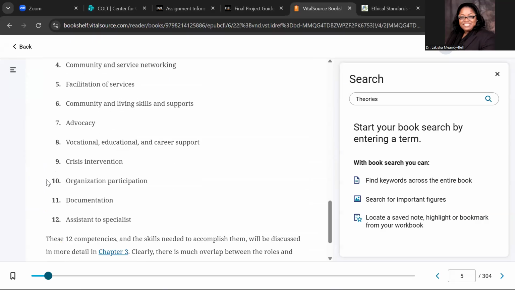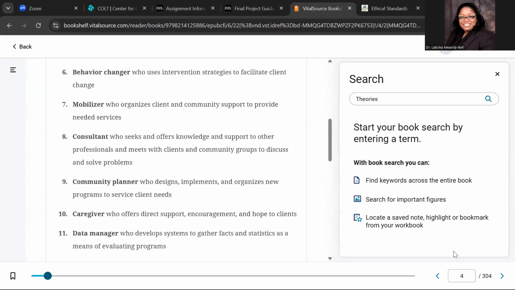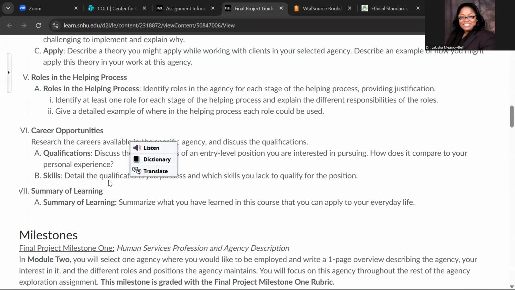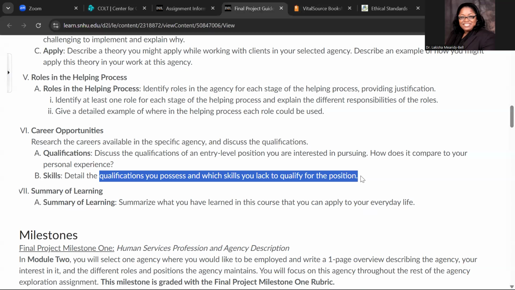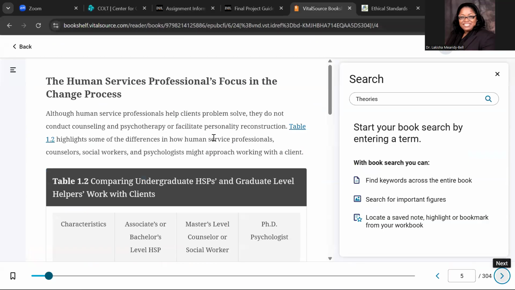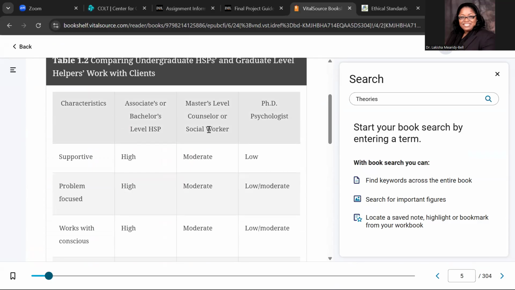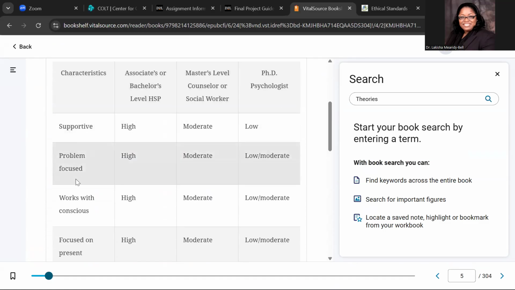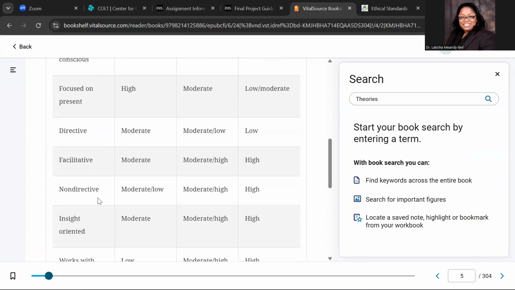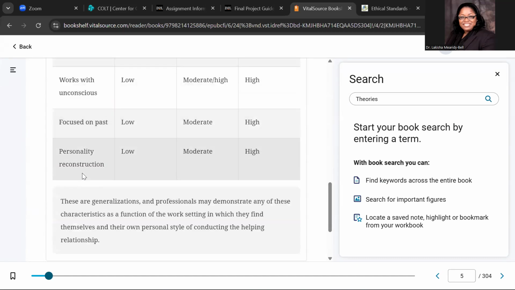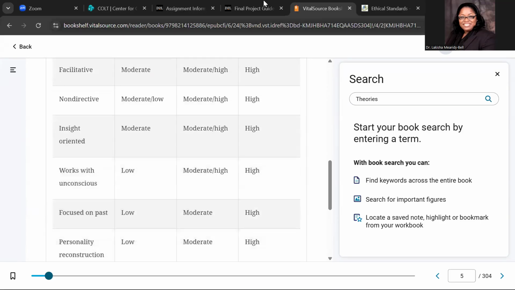Skills and standards are also included. So this is a good section to take a look at if you want to revisit. And when you want to talk about, let me go back to the other one, the assignment itself. When you want to talk about the qualifications you possess and the skills you lack for what's needed, here is where we can go to the course text and look at some of those skills. Here's the characteristics, what degrees you might need, how supportive, how low focus. These are high criteria areas. If you have an associate's or bachelor's, look at what's highly used in that profession, what's moderately used, and what's really not included in that profession. It's a low use. Okay.